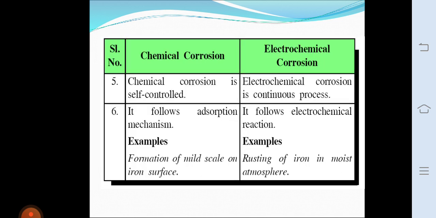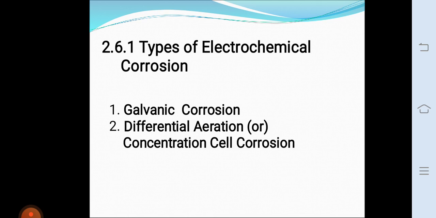Then, types of electrochemical corrosion. Electrochemical corrosion is of two types. One is galvanic corrosion, and the second one is differential aeration corrosion, further named as concentration corrosion or waterline corrosion. Galvanic corrosion means when two different metals are in contact with each other in the presence of an aqueous solution or moisture, galvanic corrosion occurs. Here, the more active metal acts as anode and the less active metal acts as cathode.